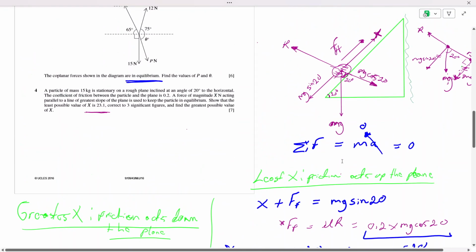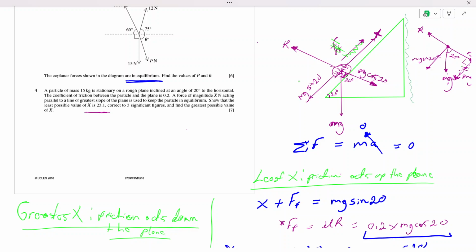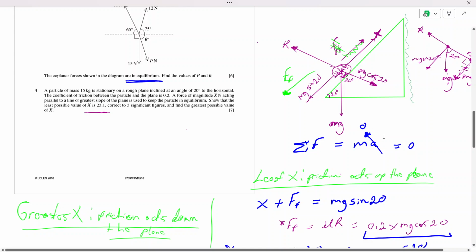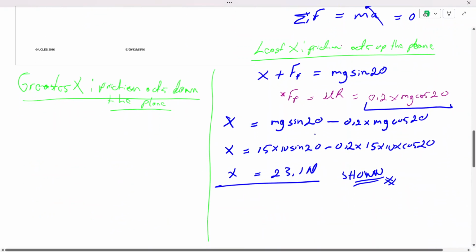Therefore, using Newton's second law, now this friction here is moving. It's no longer acting up the plane as in the first scenario. It's now acting down the plane. That means that x is to support the weight component acting parallel to the plane and the frictional force, which means it will have to be greater than 23.1.